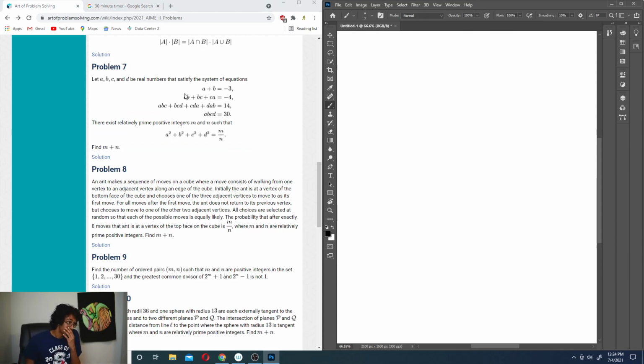Why not? A, B, C are real numbers that satisfy the system of equations, blah, blah, okay. Oh no. Honestly, I don't like these kinds of problems because I just don't know how to do them usually. Oh god. Let's see. There exists such that. Okay. It probably involves taking this first one squared and then subtracting out stuff. Wait, what? Oh, because there's only A and B there. Oh, okay, okay.